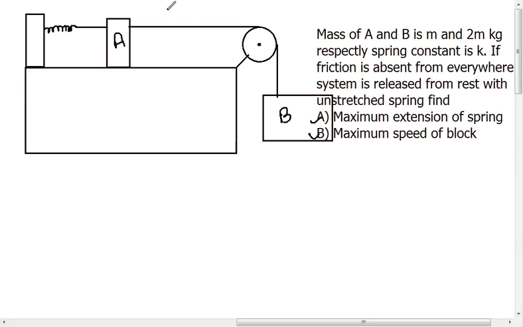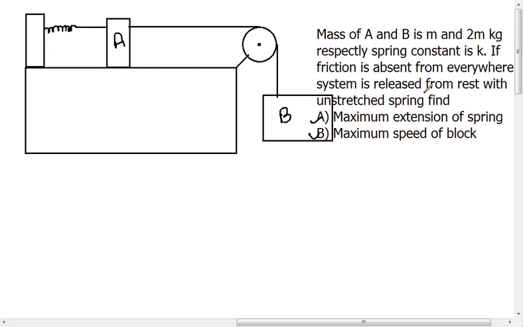Come guys, in this lecture we are going to solve this question, okay? The question: this is block A and this is block B, and the mass of this block is m kg, and the mass of this block is 2m kg, okay guys? And this is the spring, and its spring constant is K, and friction is absent. There is no friction at any point, okay guys?